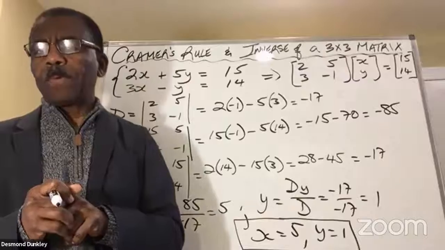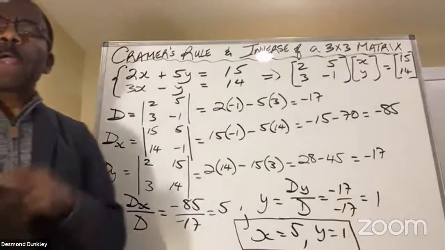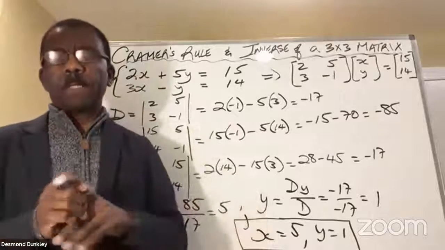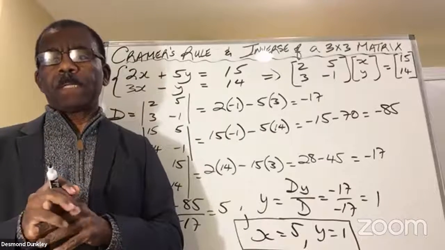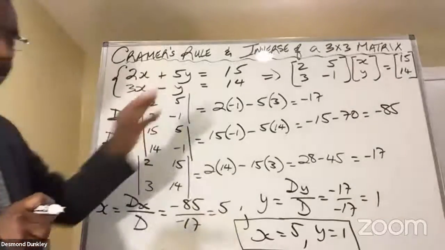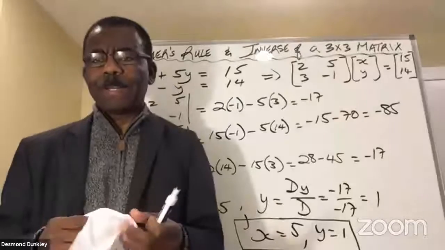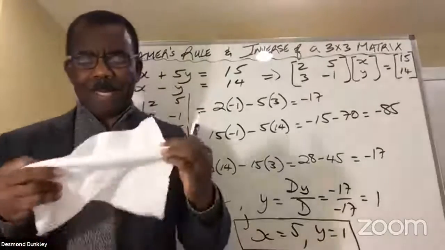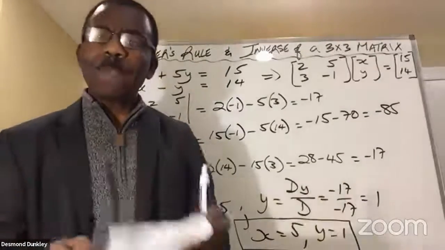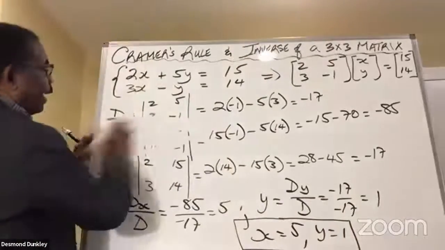What is Cramer's rule? Cramer's rule is solving a system of equations by using strictly determinants from the matrix of coefficients. Okay? So that's what Cramer's rule is. So that is supposed to be the easy part of what we have to do today. Now we go to the 3x3 matrix. You need to put your seatbelts on. Okay? Here we go.